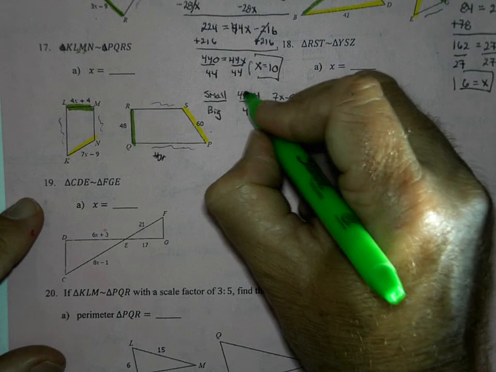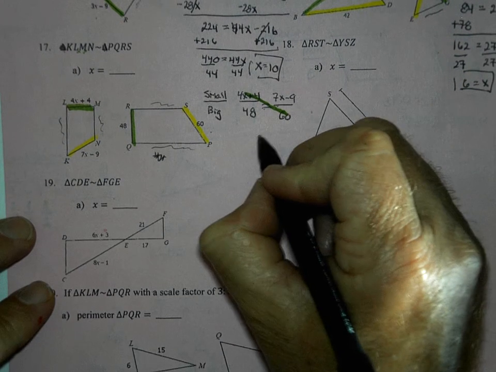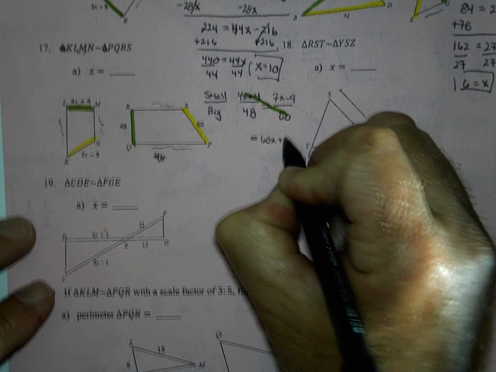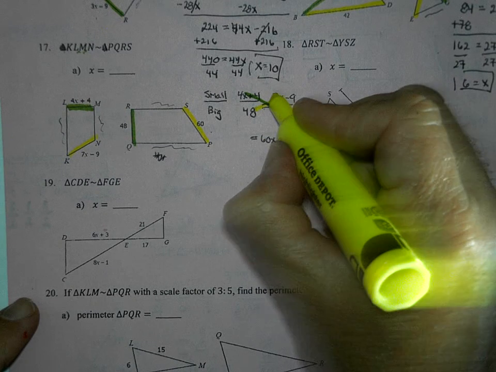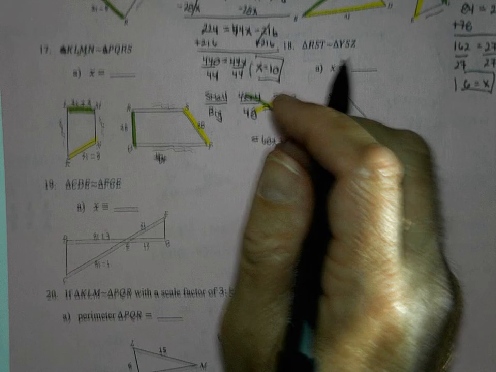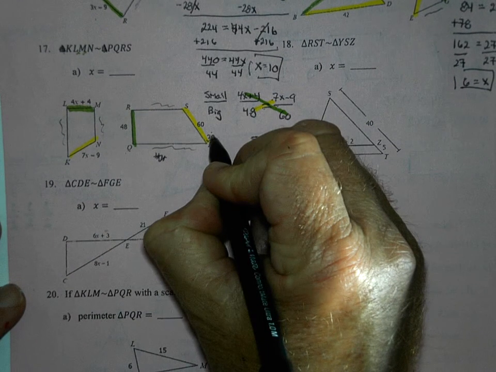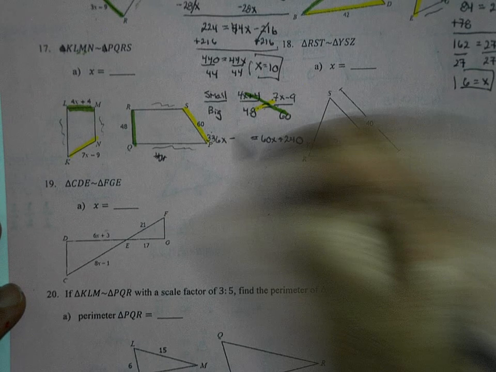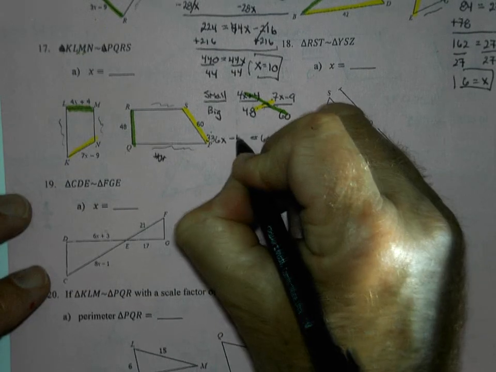So I'm going to go 60 times 4x plus 4, which gives me 60x plus 240. Then I'm going to cross multiply the 48 times the 7x minus 9. Remember, you've got to go 48 times 7x, which makes 336x. And then you also have to go 48 times 9, so it would be minus 432. Don't forget to distribute.